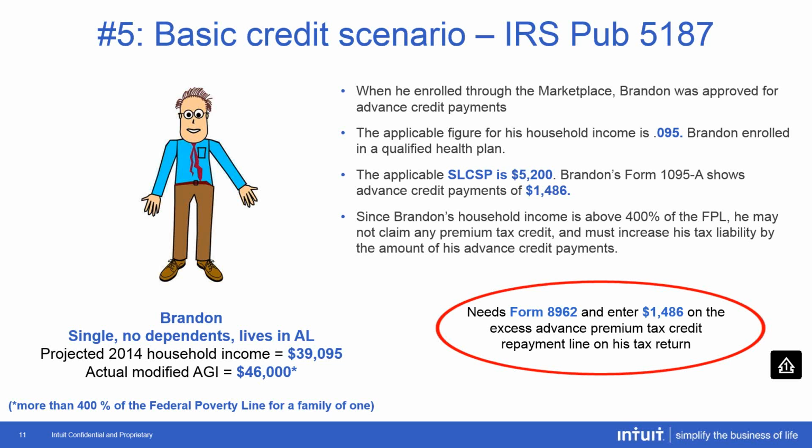Brandon enrolled in a qualified health plan. The applicable second lowest cost silver plan, $5,200. Brandon's Form 1095-A shows advanced credit payments of $1,486. Brandon's actual modified AGI for 2014 was $46,000, which is more than 400% of FPL, federal poverty line, for a family of one.